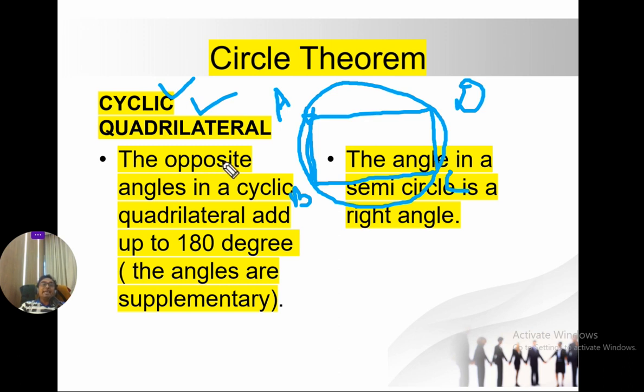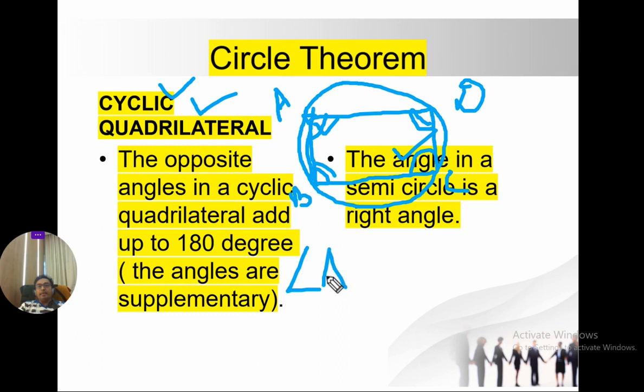What does the theorem say? The opposite angles in a cyclic quadrilateral add up to 180 degrees. That means supplementary. So ABCD is a cyclic quadrilateral. Here angle A and angle C are opposite angles, and angle B and angle D are opposite angles. These opposite angles will add up to 180 degrees. That means angle A plus angle C add up to 180 degrees, and angle B and angle D will add up to 180 degrees.